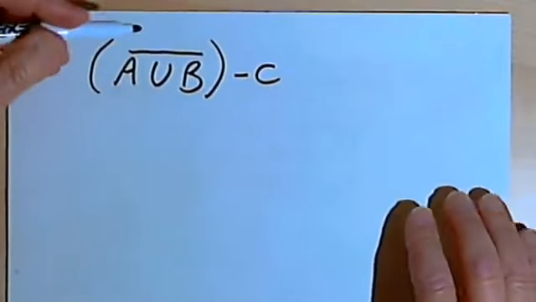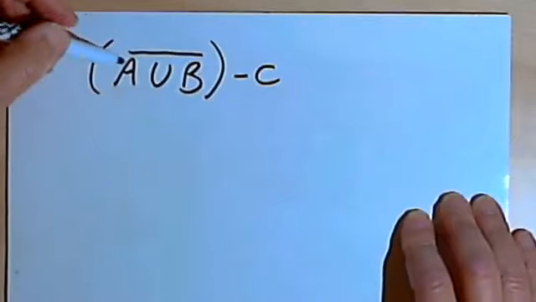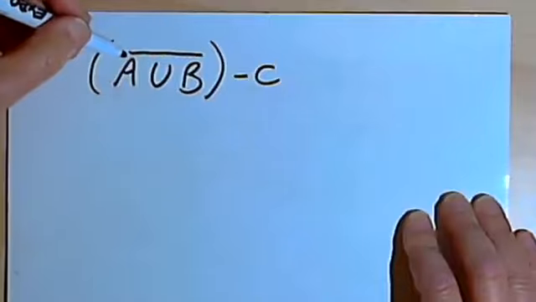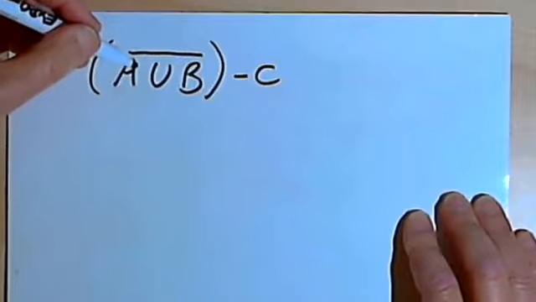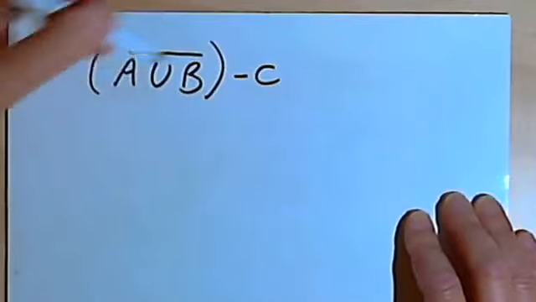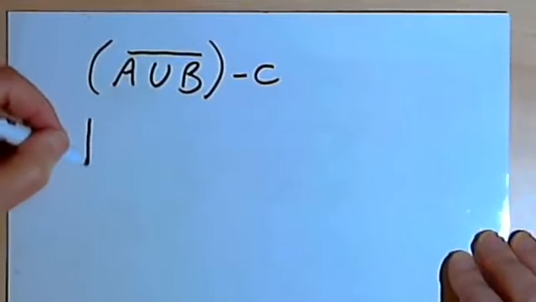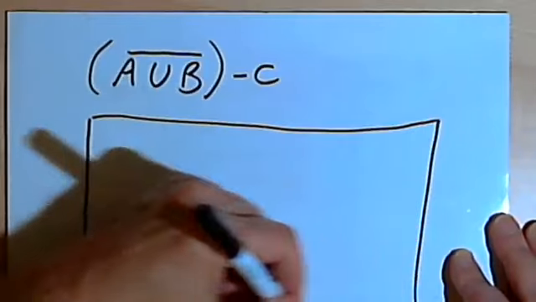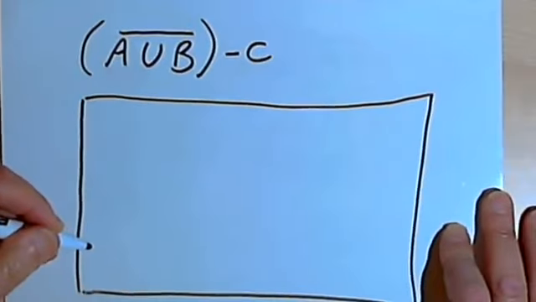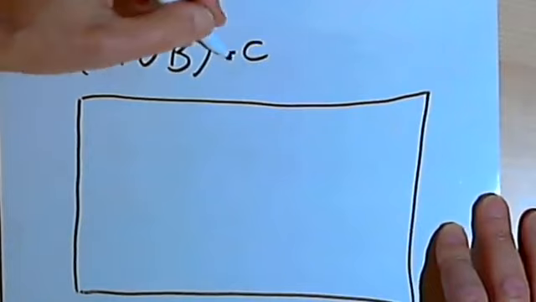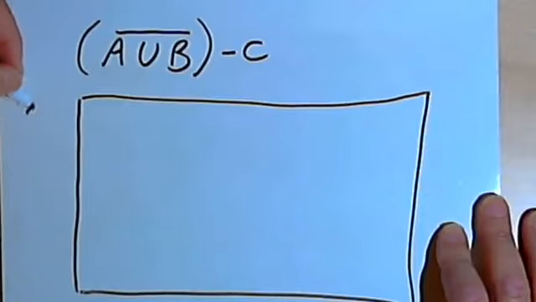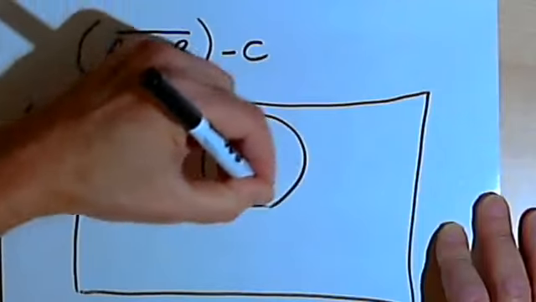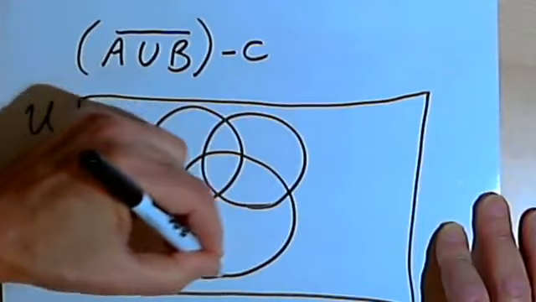So this one's going to involve the complement. Here I've got a union of A and B, but I'm taking the complement of that union of A and B. And then from that, I'm taking away anything that's in set C. So let's see how that works. You notice in all of these, what I'm doing is starting out inside the parentheses, and then I'll do whatever else I have after that. So my universal set, here's A, B, and C.